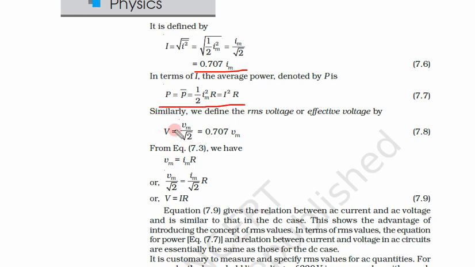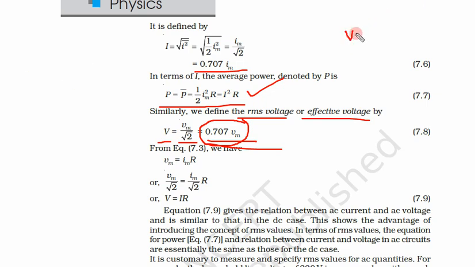Now we have to see what will happen to voltage. Here we have calculated the IRMS current. Now let us see what the RMS voltage, root mean square voltage or effective voltage, is. Please remember these terms, RMS voltage or effective voltage. Similarly, V is also equal to Vm by root 2. That means voltage is also 0.707 of maximum voltage. How do we get this equation?